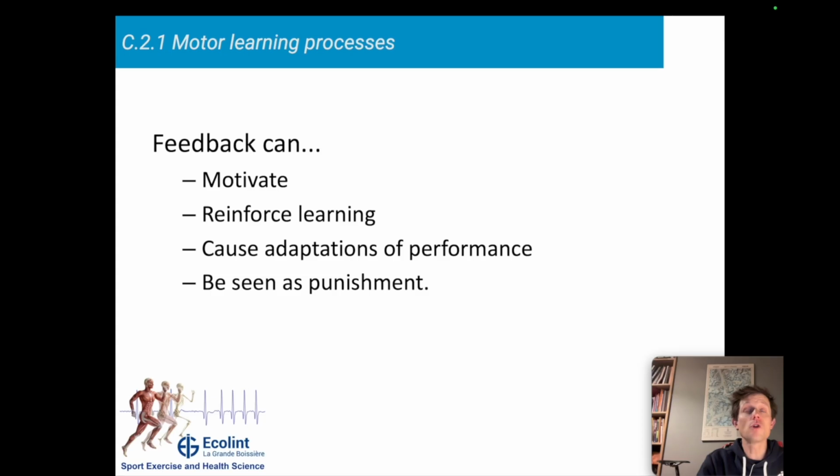It can be used to motivate an athlete, it can be used to reinforce learning points, it can also be used to cause adaptations of performance, but it can also be seen as a punishment if we use negative feedback. So it needs to be very carefully applied. Different athletes are going to respond to different types of feedback in very different ways.